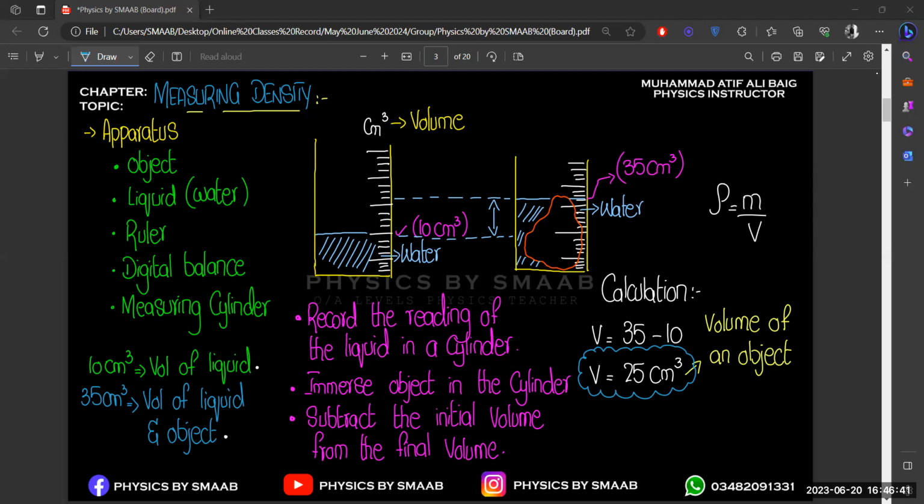And if we need to find out the mass, what is the procedure to find out the mass? Is there any apparatus which helps you to find out the mass? We already discussed in our last class how to measure the mass.